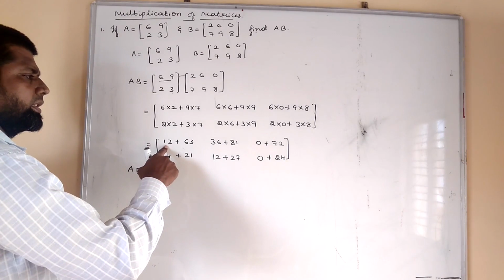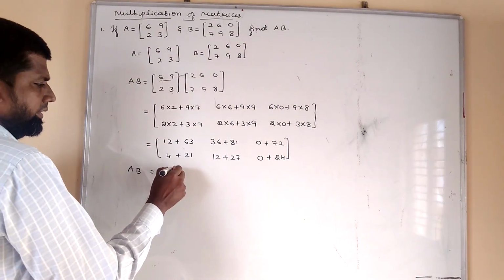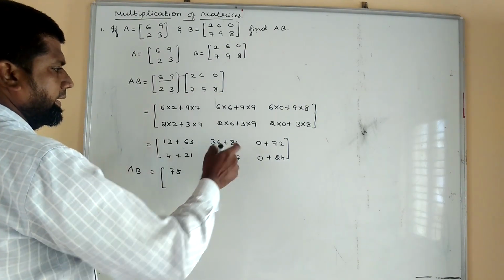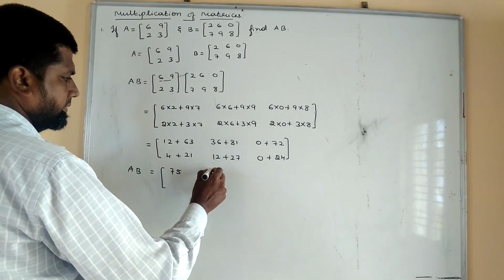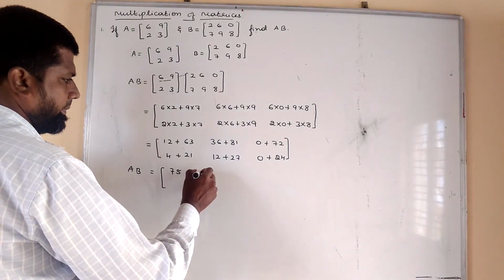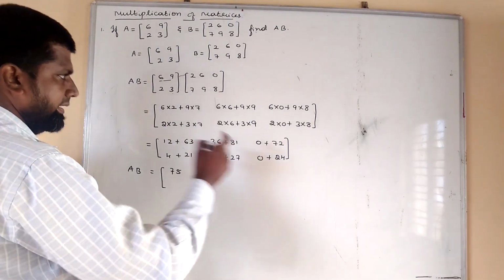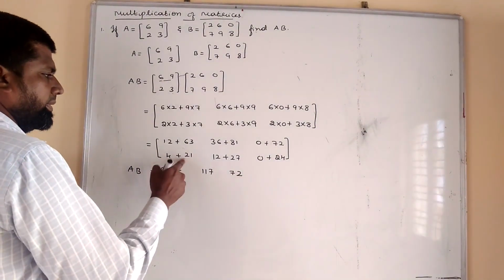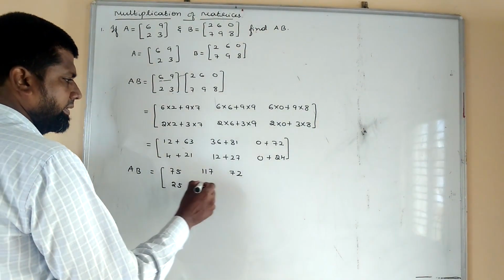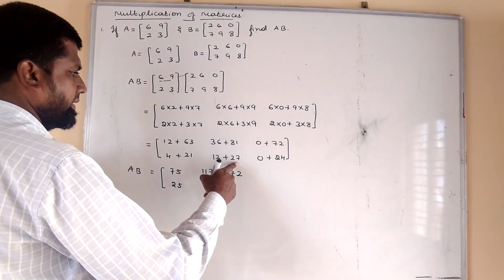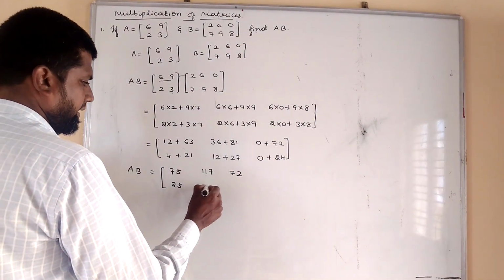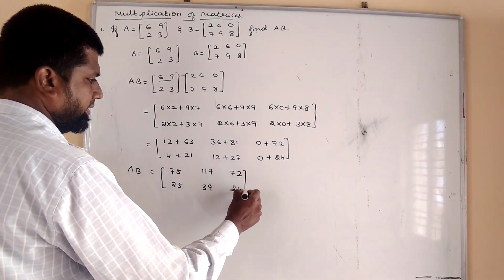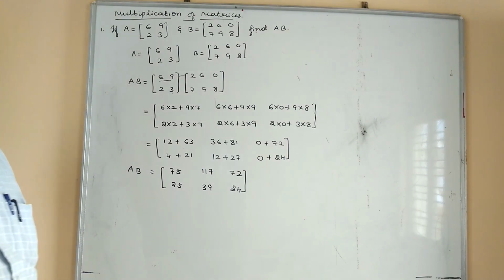63 plus 12, 75. 36 plus 81. So 7, then 117. 0 plus 72 is 72. 4 plus 21 is 25. 12 plus 27 is 39. 0 plus 24 is 24. This is the multiplication of the two matrices.